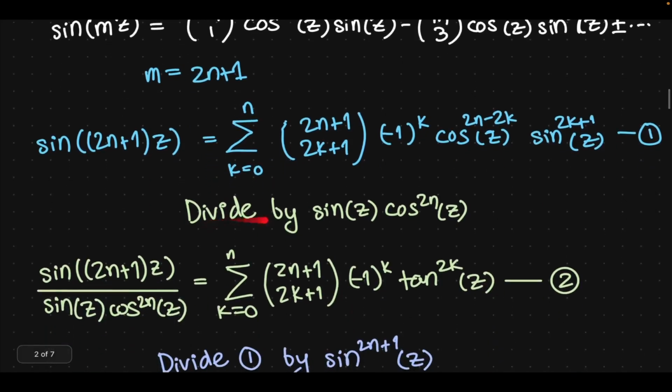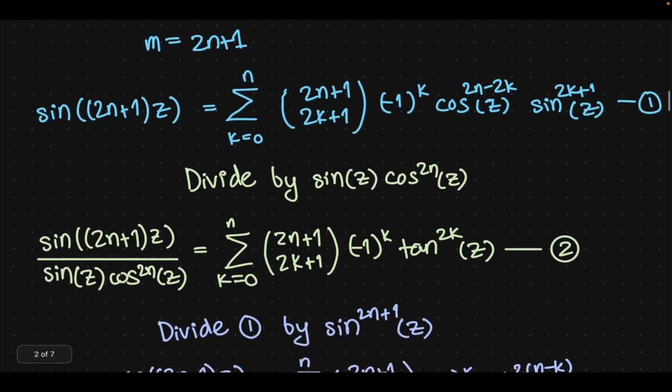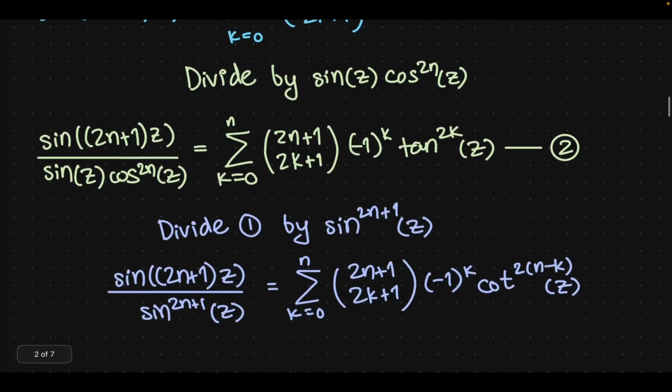Now, if we divide by sine z times cosine to the 2n of z, we end up with sine to the 2n+1 of z divided by sine z cosine to the 2n of z equals the sum from k equals 0 to n of (2n+1 choose 2k+1), (-1)^k, and we actually end up with a tangent to the 2k of z. Let's call that equation 2.